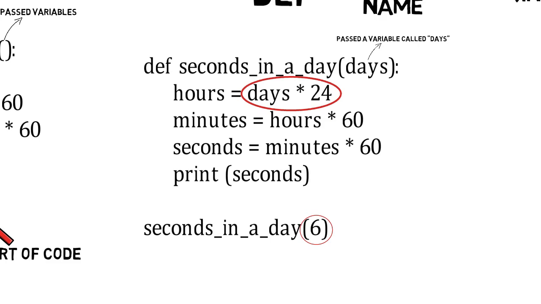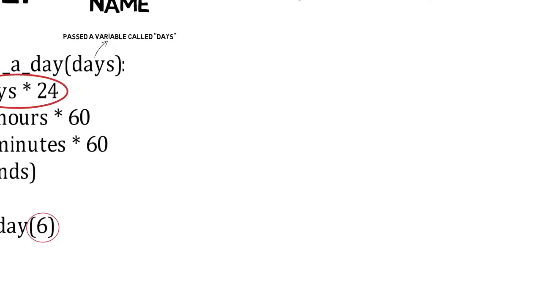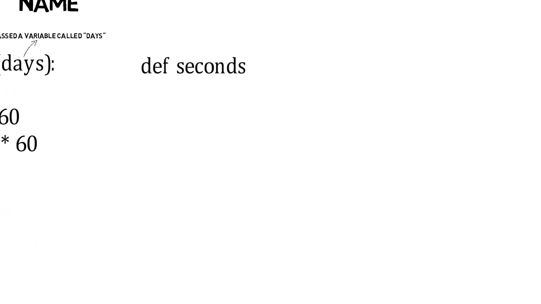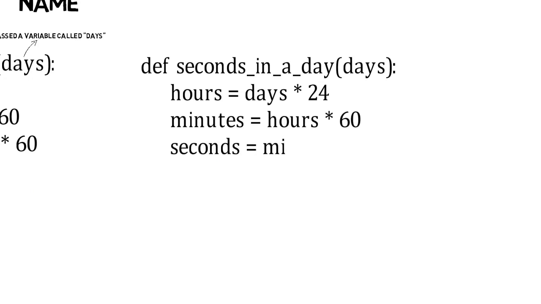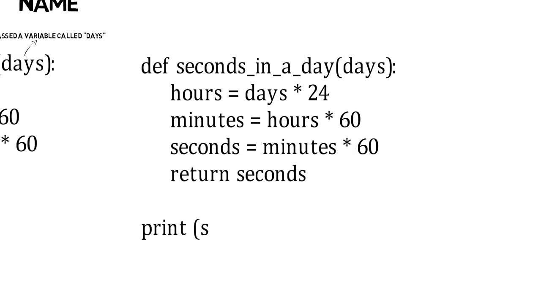Finally, we can also use functions to return values by using the command return. This would turn the function into whatever variable it returns in your actual code. Let's take a look at one final example. def seconds_in_a_day(days): hours = days * 24, minutes = hours * 60, seconds = minutes * 60, return seconds. print(seconds_in_a_day(12)).